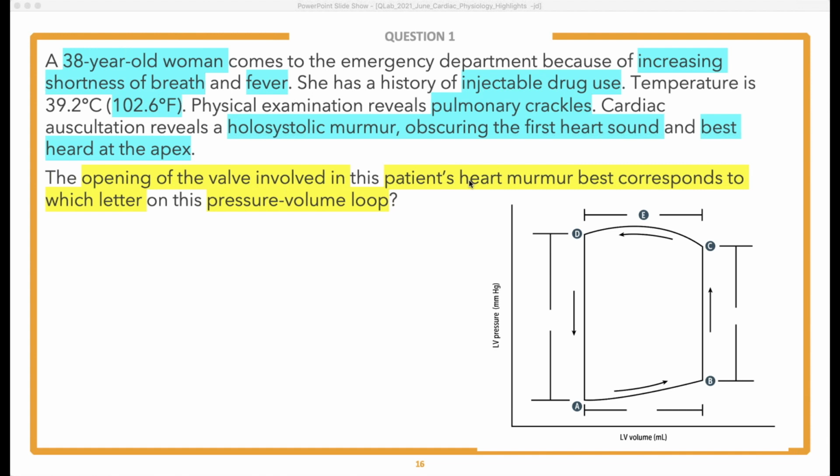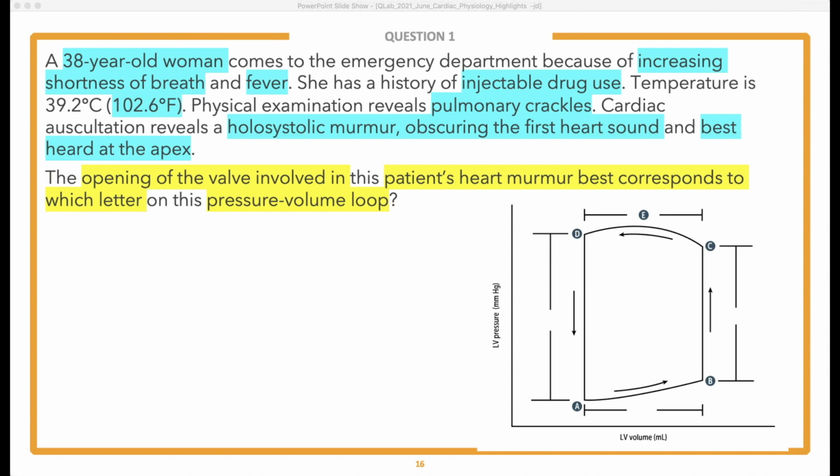So then let's take a look at this lead-in. They're asking about a nice long complex vignette here. The opening of the valve involved in the patient's heart murmur best corresponds to which letter on the pressure volume loop. So I know our favorite pressure volume loop diagram right there at the bottom right. So how many steps is this question? Well, I think one, we need to figure out what kind of murmur this patient has. So that's probably step number one. And then two, of that valve, when does it open and close, and in relation to what letter that is.